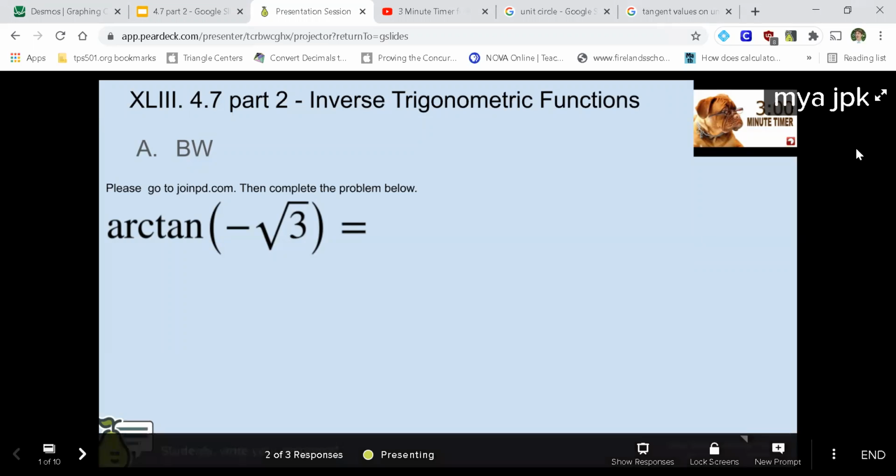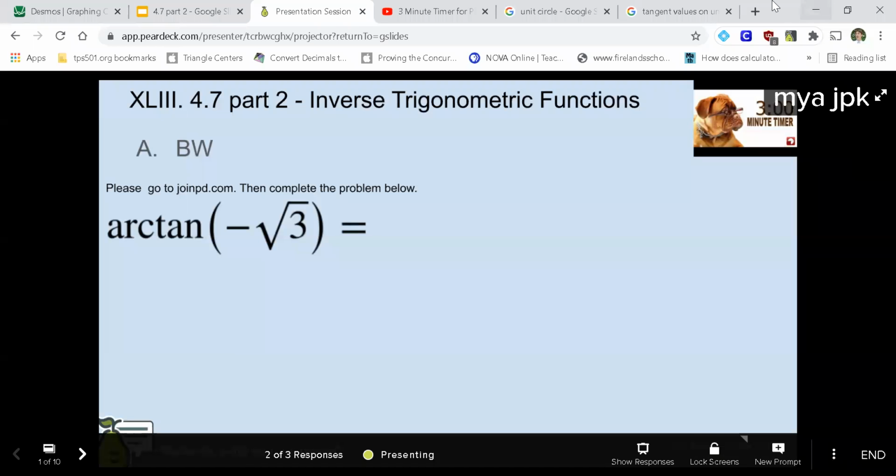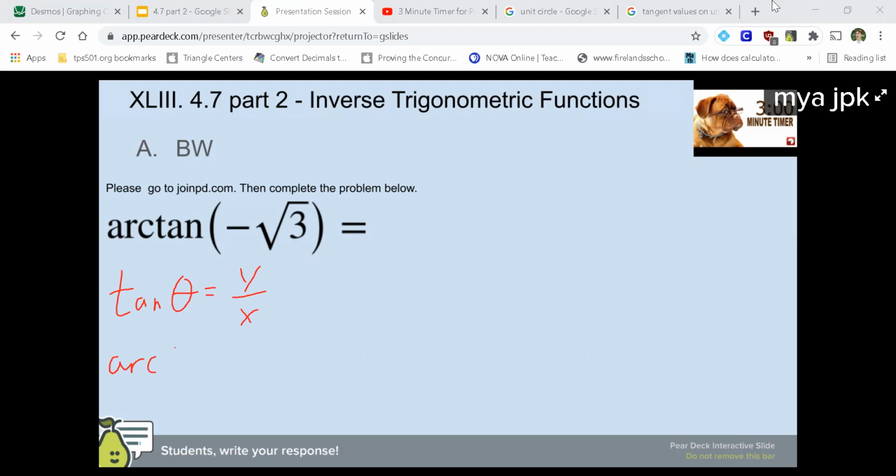All right, to do this problem, what you need to look for is remember that the tangent of an angle gives you a ratio of y over x. So the arctan takes a ratio of y over x and tells you the angle that produces it, where that angle has to be between negative pi over 2 and pi over 2, which are your angles in quadrants 1 and 4.